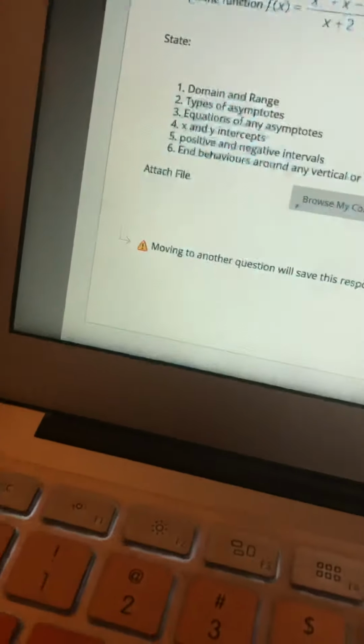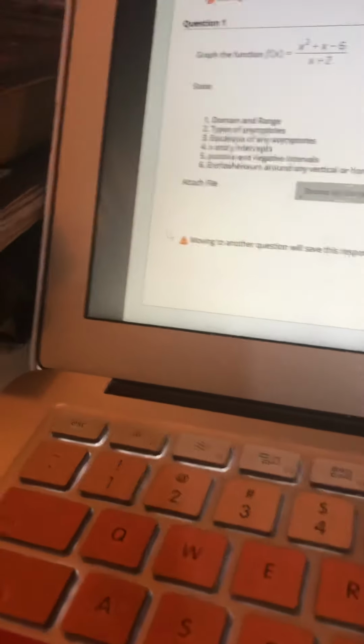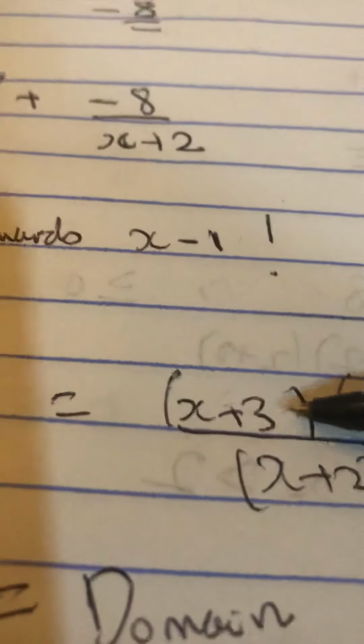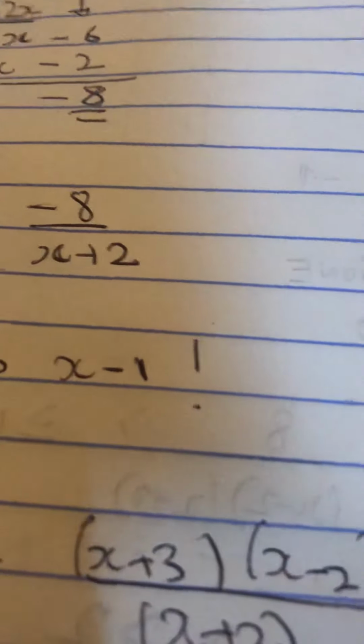X and y intercepts. Okay, so going back to the graph, we can find the x-intercept by using the numerator at the top here, and so the numerator has to equal 0. So for here, x plus 3, what would make x plus 3 equal 0? That would be negative 3. So our first x-intercept is negative 3. And for the second, what would make x minus 2 equal to 0? Which would obviously be 2. So our second x-intercept is 2.